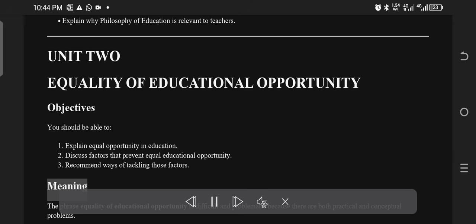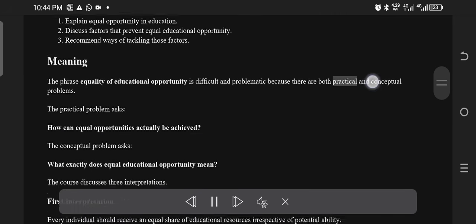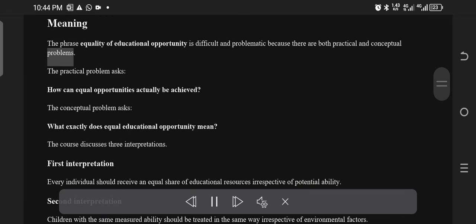Meaning. The phrase equality of educational opportunity is difficult and problematic because there are both practical and conceptual problems. The practical problem asks, how can equal opportunities actually be achieved? The conceptual problem asks, what exactly does equal educational opportunity mean? The course discusses three interpretations.